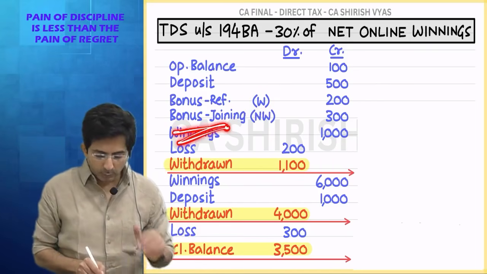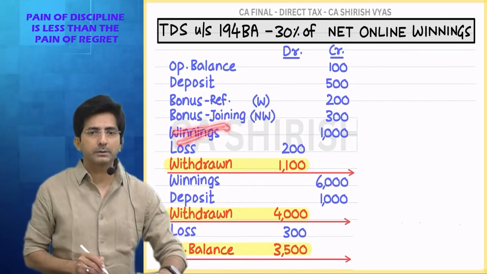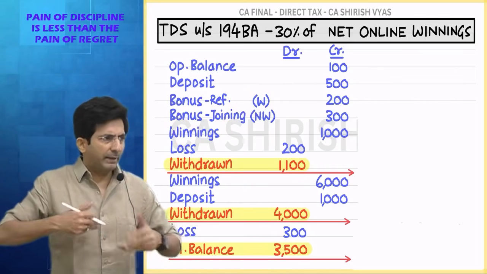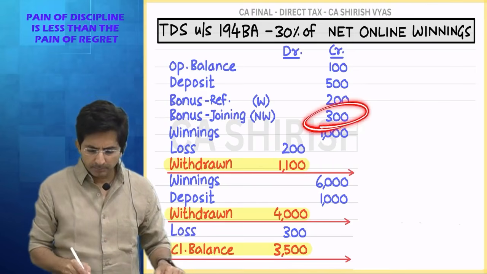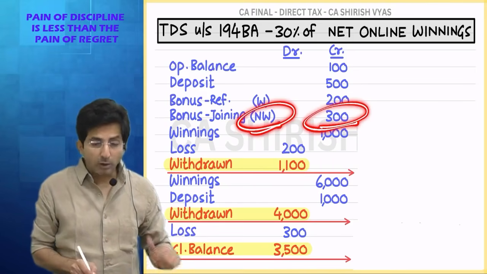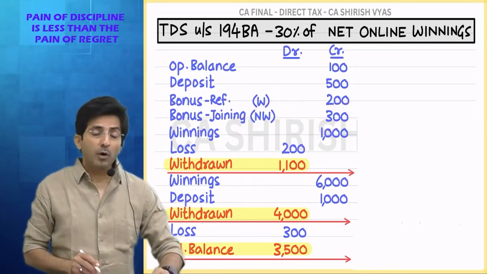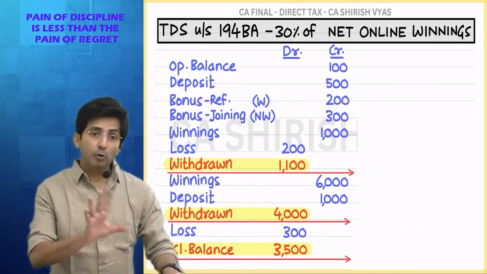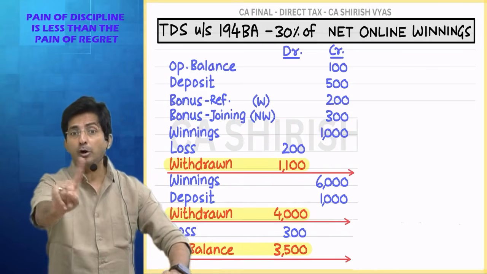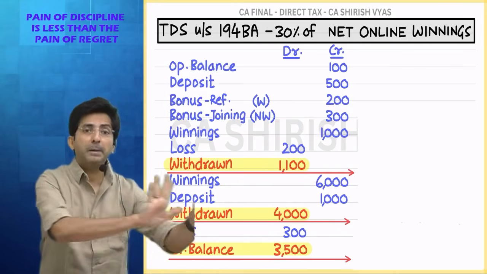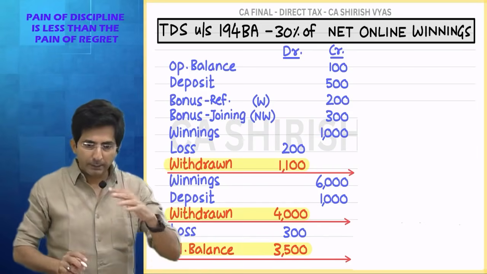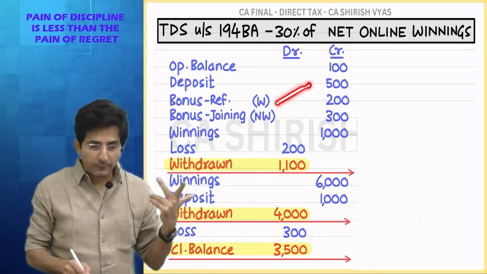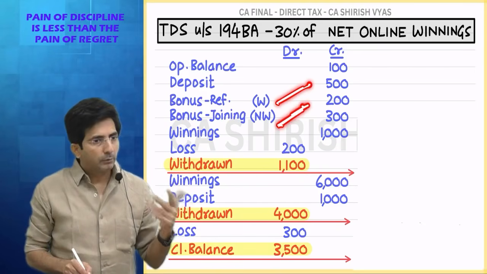And then there was one more bonus, that was the joining bonus. When I joined, they gave me a joining bonus. How much? 300. But this is non-withdrawable. Here the company says that this bonus you are getting will remain in your account. You cannot withdraw. With this money you can play games, but you cannot withdraw. See, this happens in real life. So one bonus is withdrawable, the other is non-withdrawable.